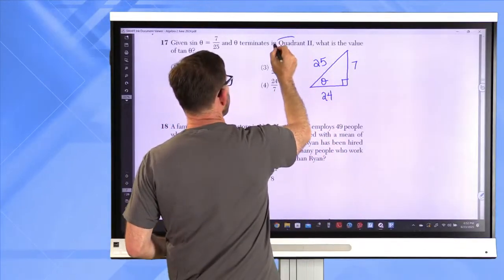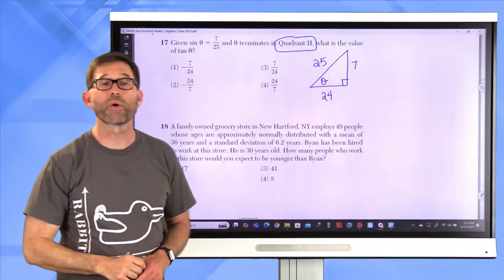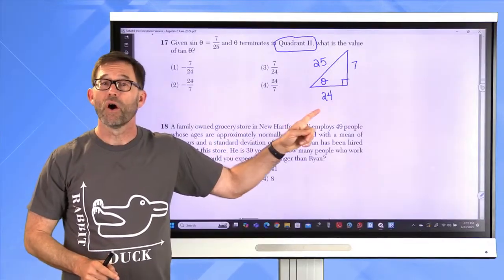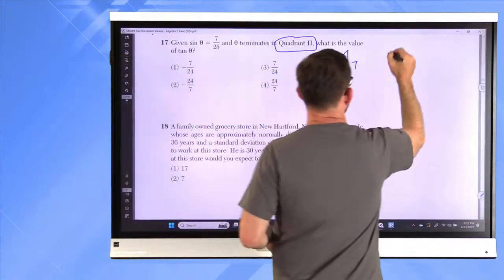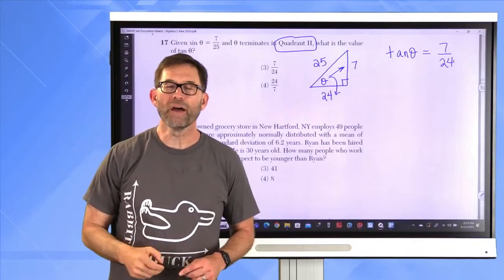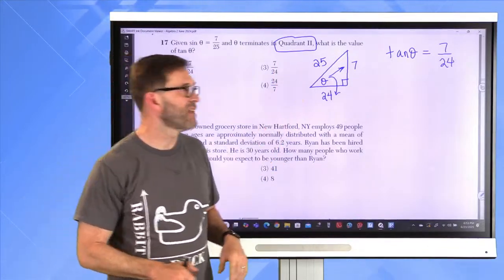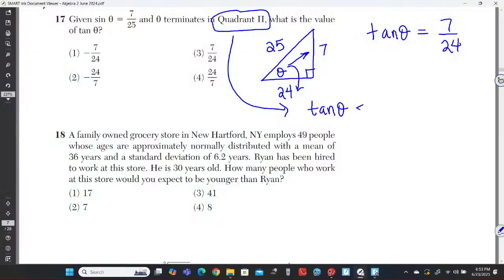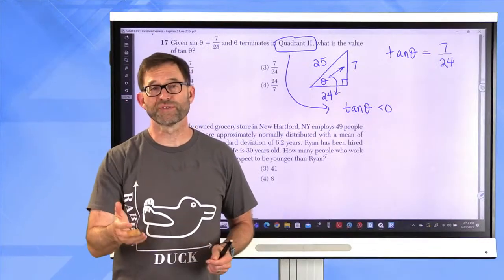Now, right now, I'm totally ignoring the fact that I'm in quadrant 2, and we'll come back to that in just a sec, okay? But let's think about what tan theta is. According to this particular triangle, tan theta, which is opposite over adjacent, sorry about that, is 7/24. Okay? But in quadrant 2, tangent of theta is less than 0, all right?